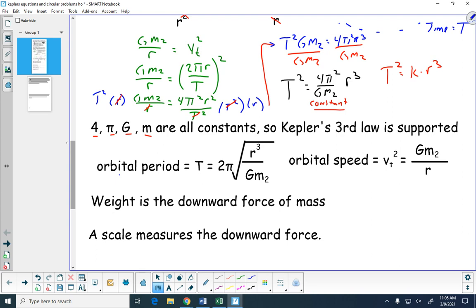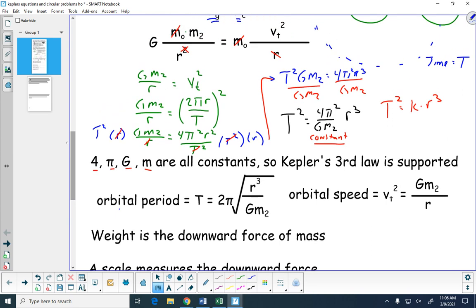So if we simplify this and take the square root of both sides, what we're left with is T is equal to 2 pi times the square root of r cubed divided by G m2, which is what we have right here. Just taking the square root of both sides. So the orbital period is equal to 2 pi times the average radius, divided by G times the mass of what is being orbited.